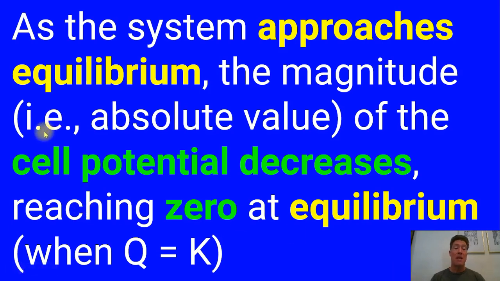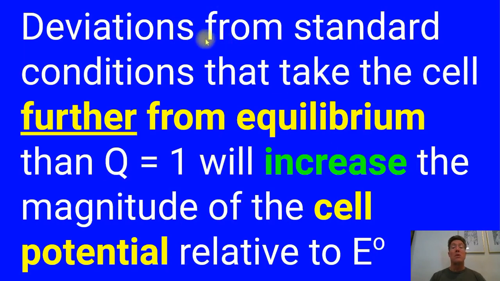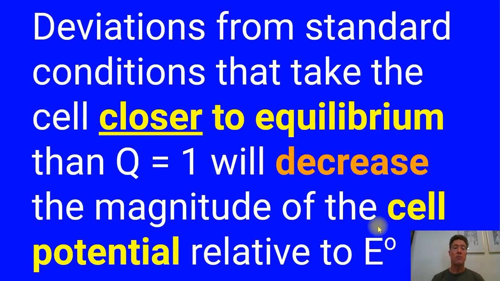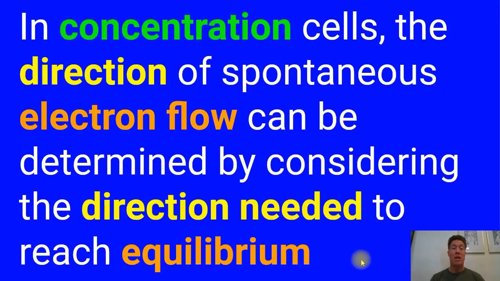So that means that at 1, it's a long way from equilibrium. But as it gets closer and closer to equilibrium, its cell potential, its voltage, is going to decline until it gets to 0. So deviations that take us closer to equilibrium will decrease the voltage. Deviations that take us further from equilibrium will increase the voltage, the cell potential, relative to the standard cell potential. And that's what this is, standard cell potential.